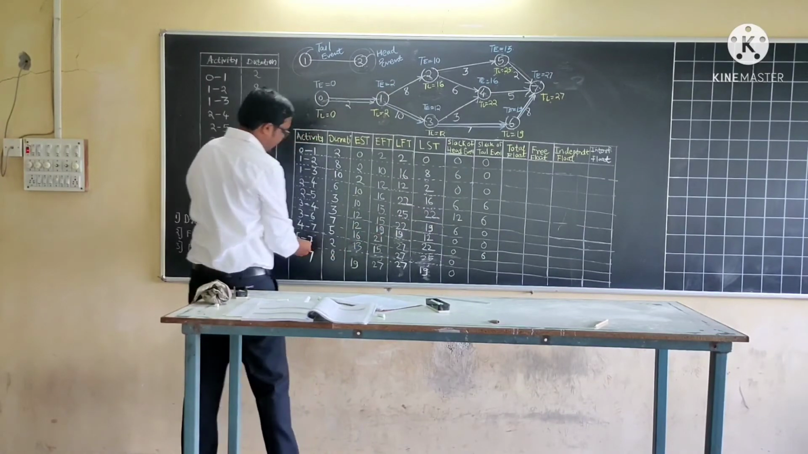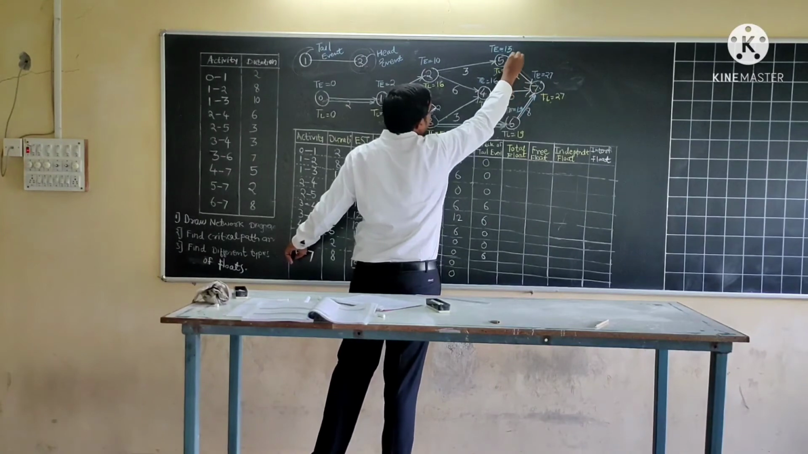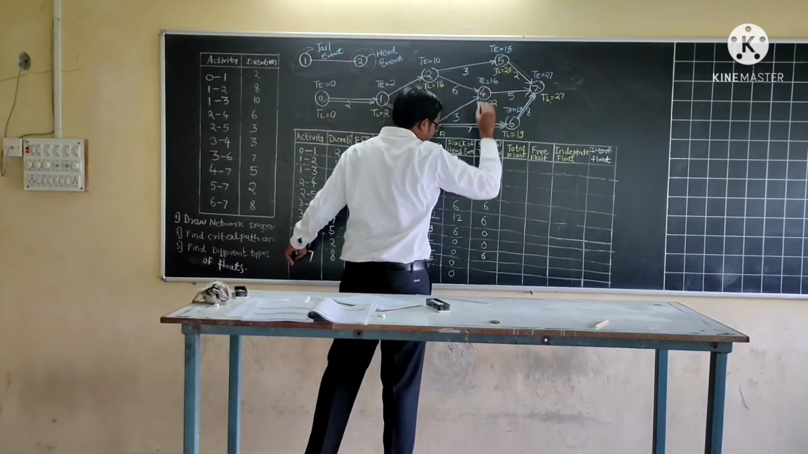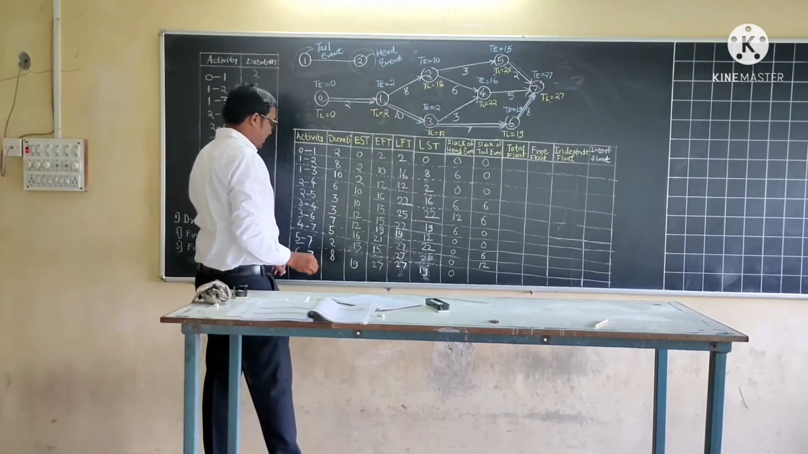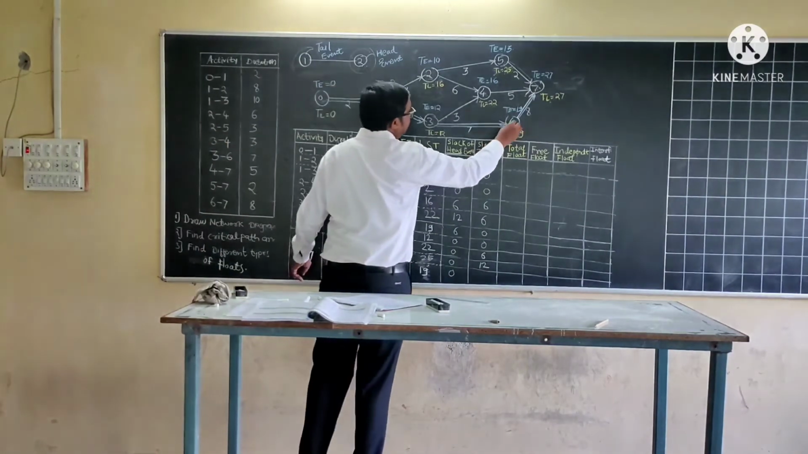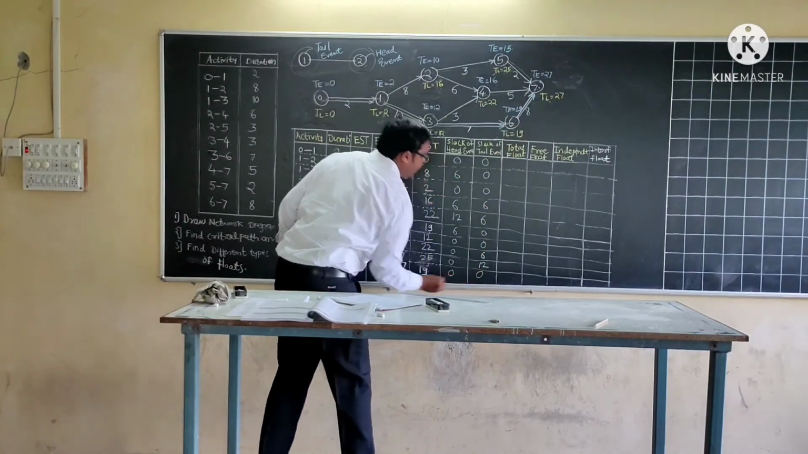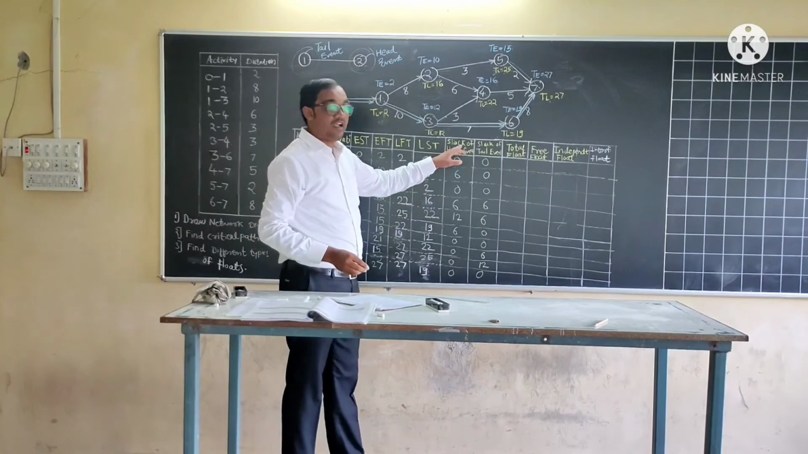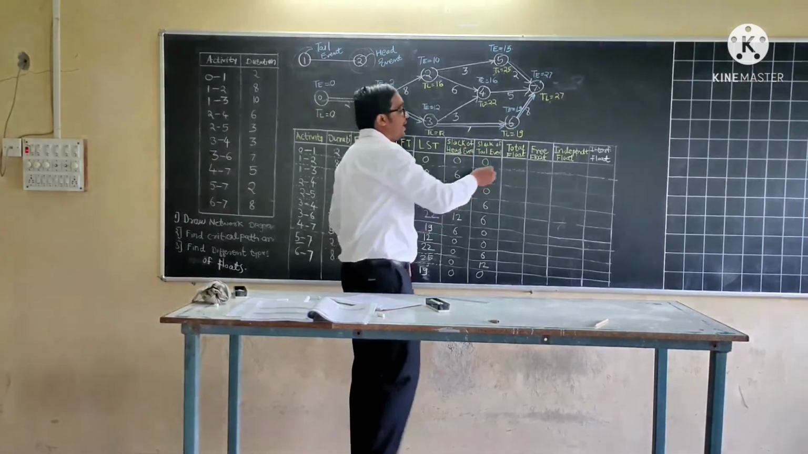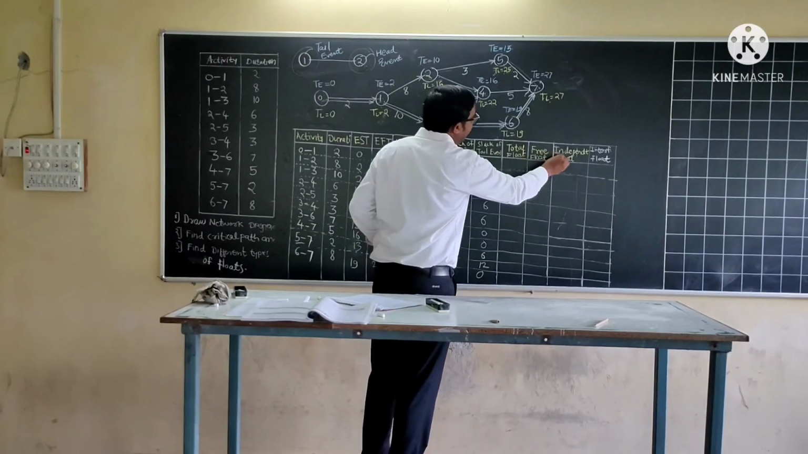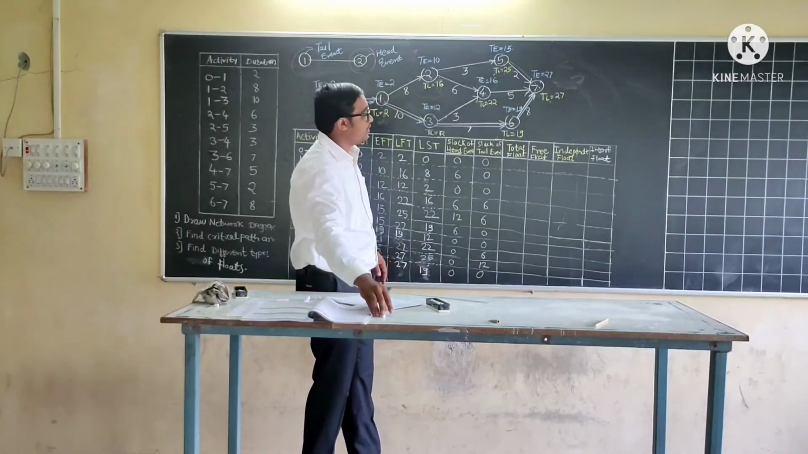5 to 7. Activity 5 to 7. 5 is the tail event. 25 minus 13, 12. And lastly 6 to 7. 6 is the tail event, 19 minus 19, 0. So in this way, the values of slack of head event and tail event are calculated. Now we will calculate total float, free float, independent float, and interfering float. So starting with free float.